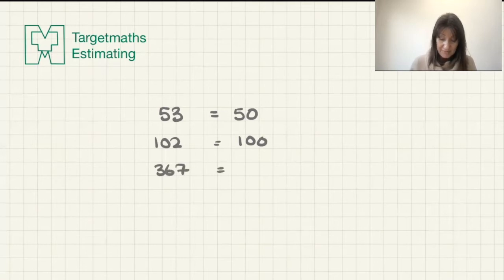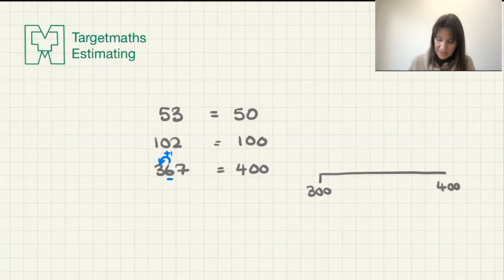Okay, now this time the 6 is big enough. Yeah, we've got a 3, but the number next to it is 5 or more, which means that 3 has to have 1 added to it. So it's going to go to 4 and the rest change to zeros. It's almost like thinking of it on a number line, yeah? If I've got 300 at this end and 400 at this end, 350's in the middle, 367 is about here, it's closer to 400 than it is 300.